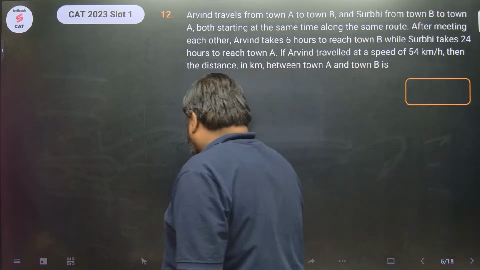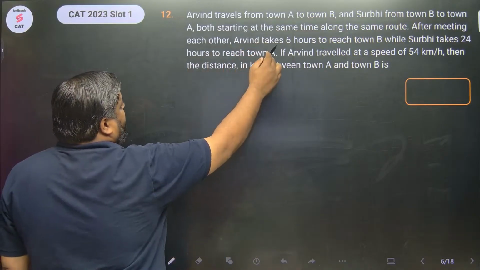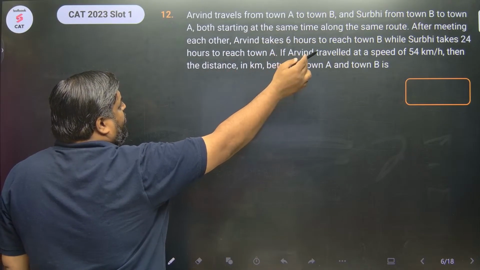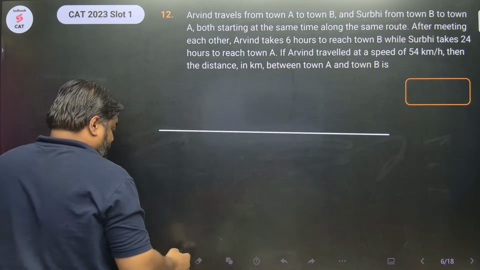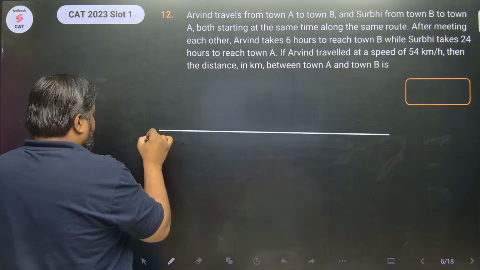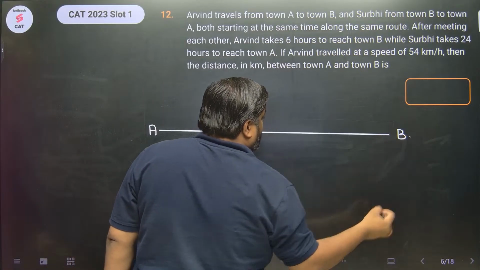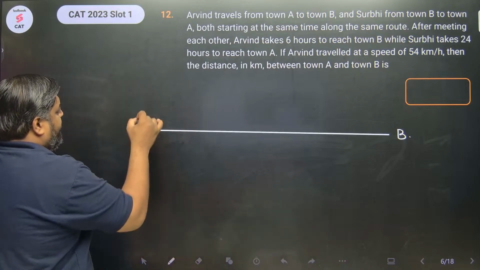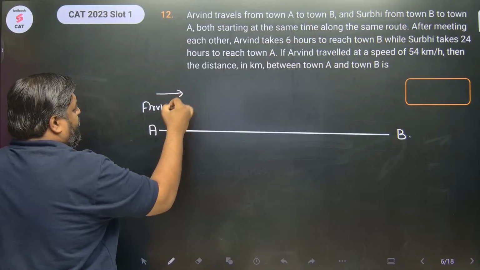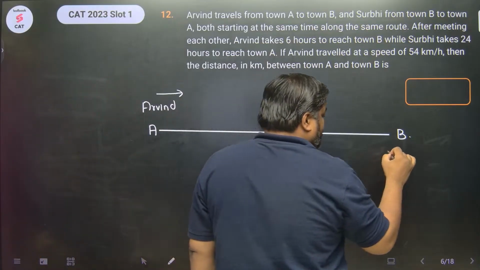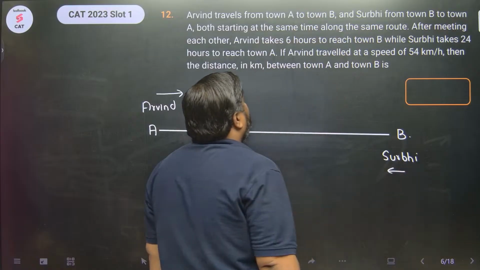Arvind hai. Now Arvind, what is Arvind doing? Arvind travels from town A to town B and Surbhi from town B to town A. So this is town A, say town B. There are two towns, A and town B. Arvind is traveling from A to B and Surbhi is traveling from B to A.